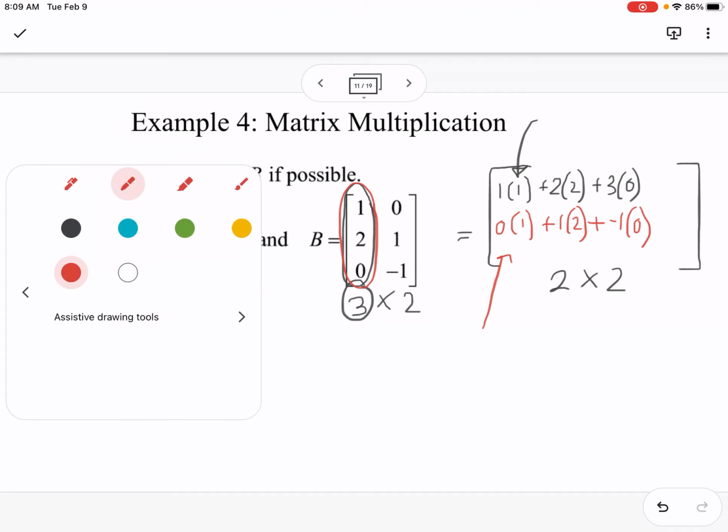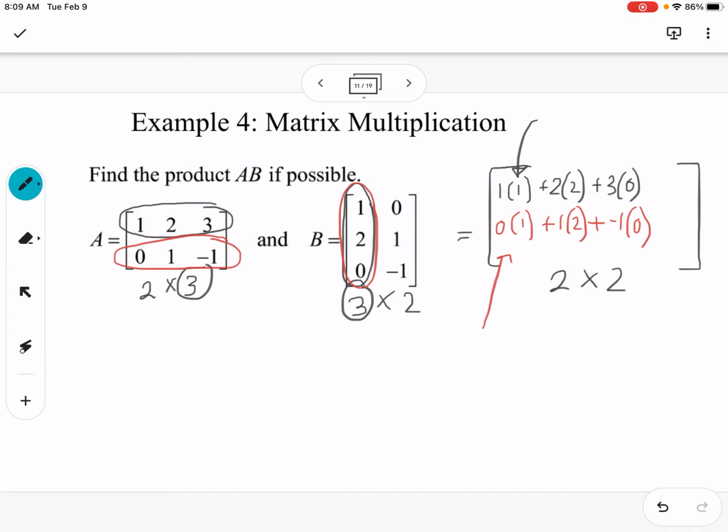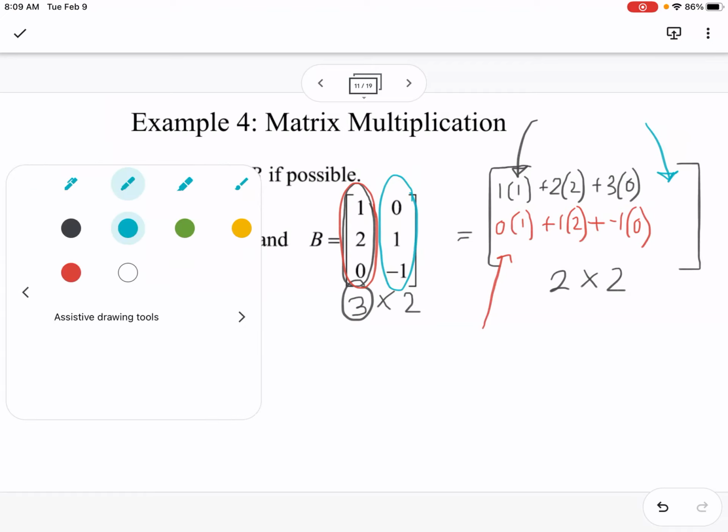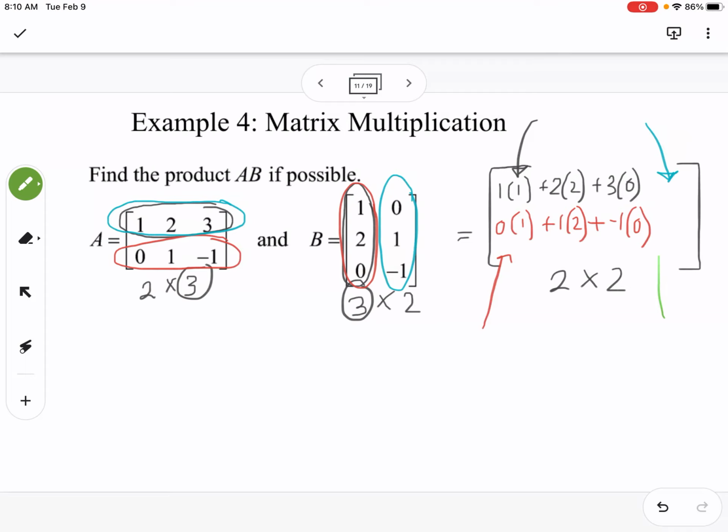Okay, now keep going with different colors. To find this one right here, I'm not going to be able to write it out, but to find that one, we're going to take the top row by the second column. Okay, and then to find this element right there, we're going to take the second row by the second column.